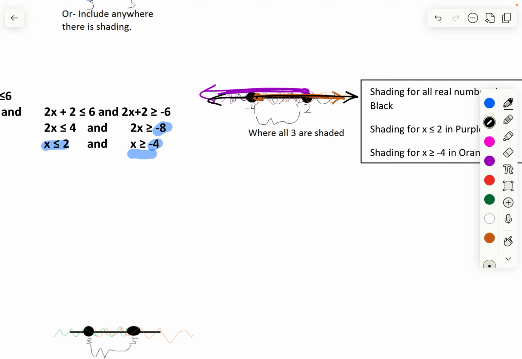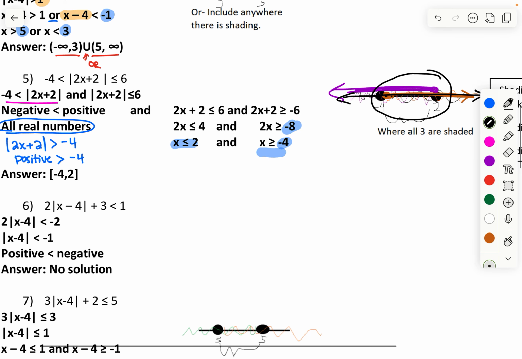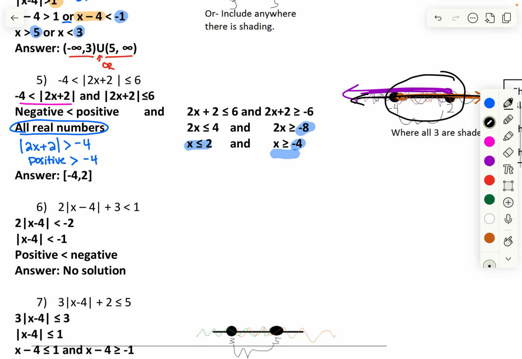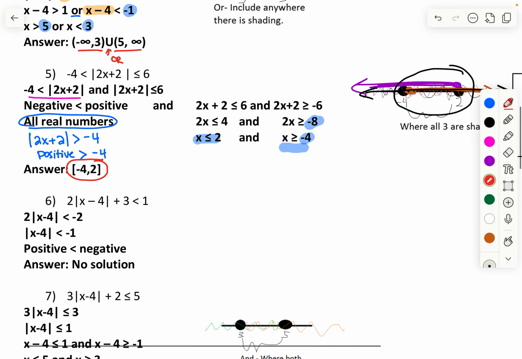So where all three are shaded is going to be right here, because remember, we want this overlap of our shaded region. So they're all three shaded between negative 4 and 2. But notice those two points at negative 4 and at 2 are closed circles. We have the less than or equal to sign there. So our answer is from negative 4 to 2, surrounded by brackets, not parentheses.